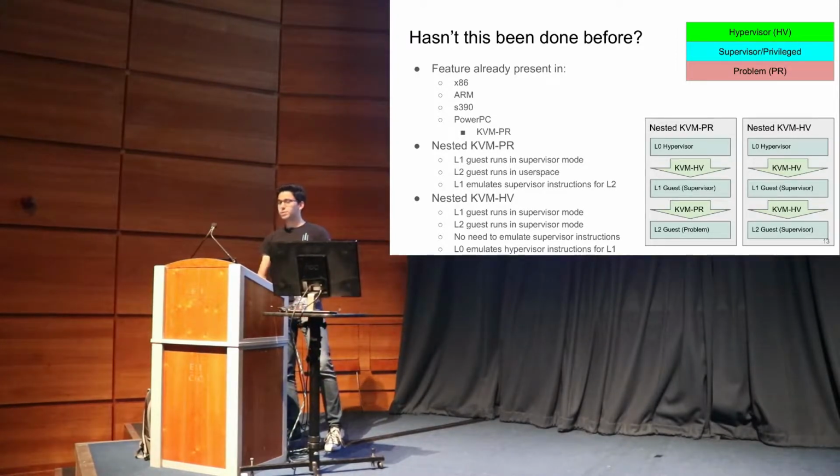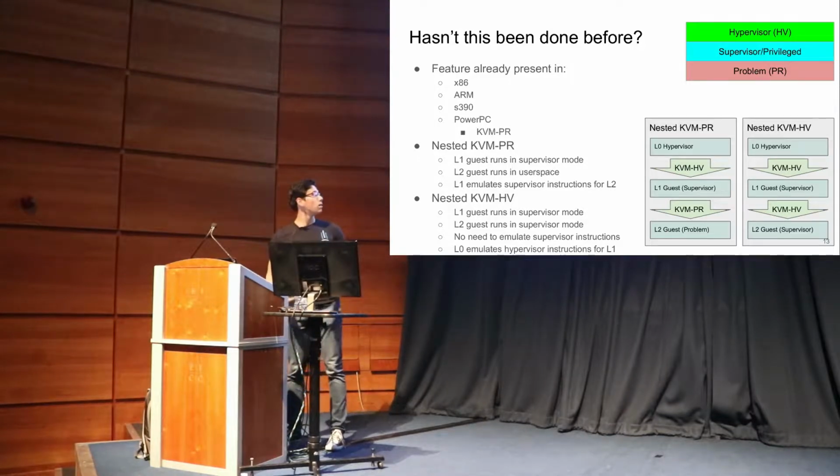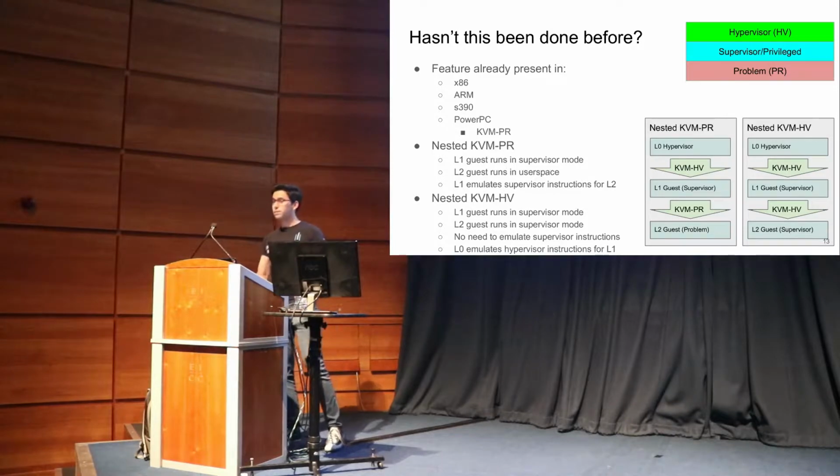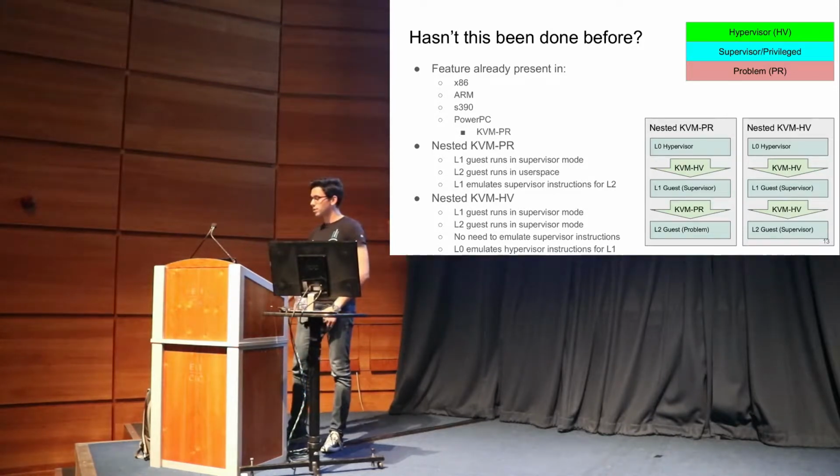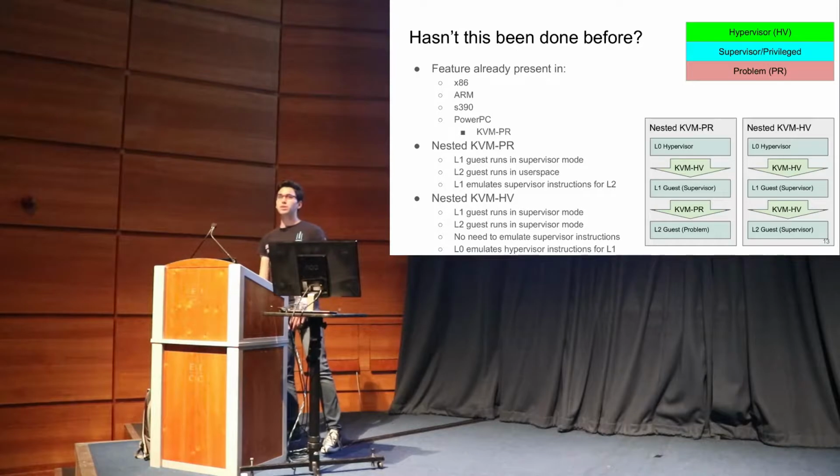So you have level 0 using KVM-HV to run level 1, and level 1 then using KVM-HV again to run level 2. So now both your guests are running in supervisor mode and can use supervisor instructions. But level 0 might need to emulate hypervisor instructions for level 1.